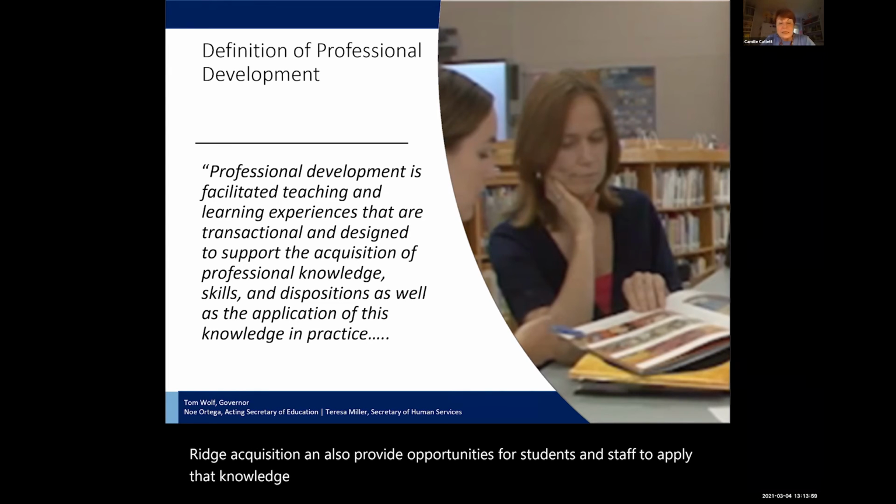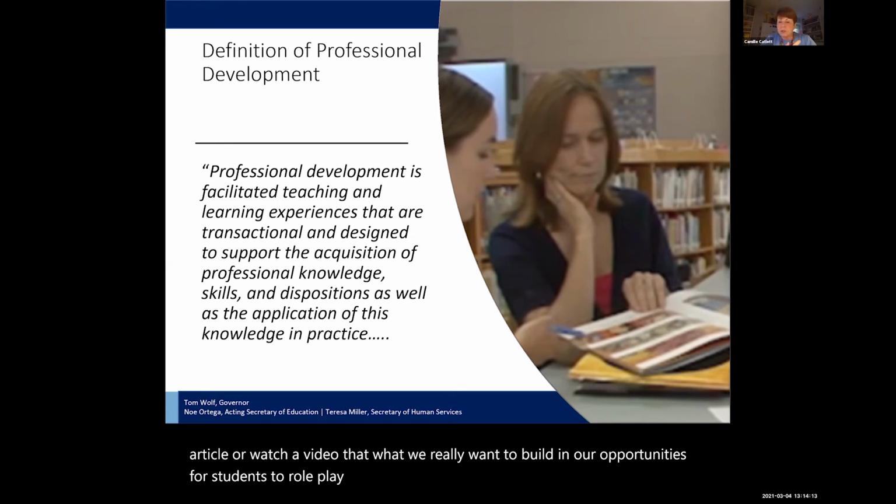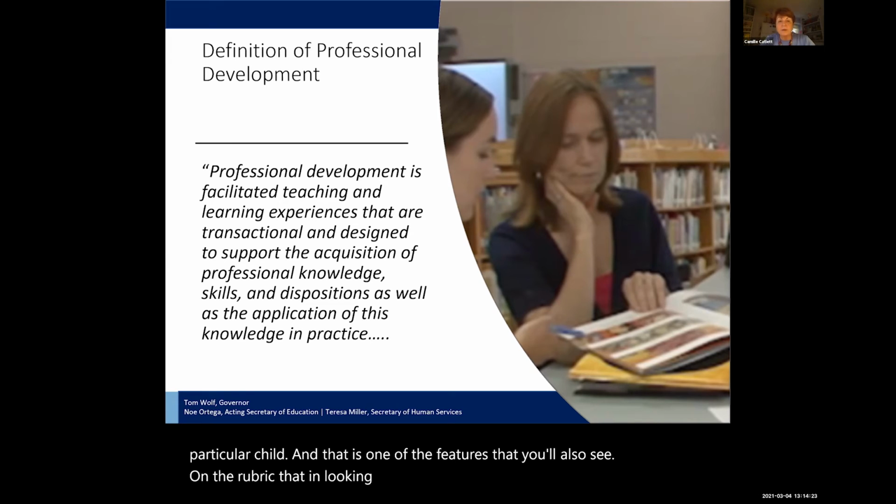So what this means is it is not enough to read an article or watch a video, that what we really want to build in are opportunities for students to role play, to strategize about how they would support a particular child. And that is one of the features that you'll also see on the rubric, that in looking at where content is found, we want to look at both knowledge acquisition and knowledge application.